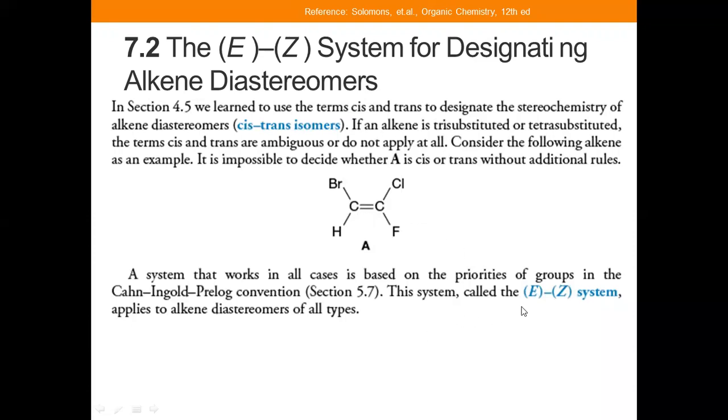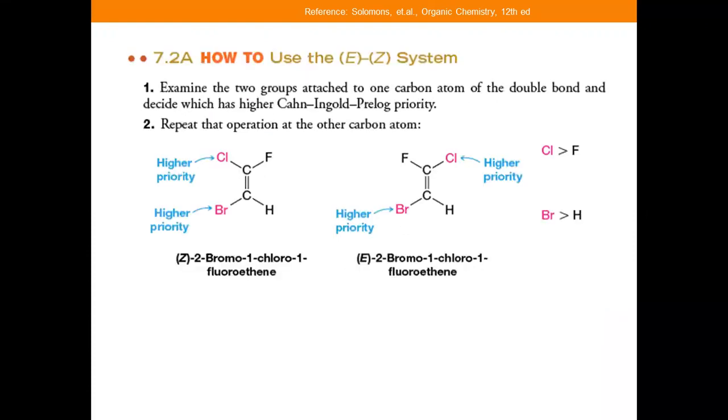So again, the E-Z system applies to alkene diastereomers of all types. How do we use the E-Z system? Examine the two groups of atoms attached to each carbon atom of the double bond and decide which one has a higher Cahn-Ingold-Prelog priority. Of course, it depends on the atomic number. So for example, on this carbon, between chlorine and fluorine, chlorine would be of a higher priority, and on this carbon, bromine would be of a higher priority than hydrogen.